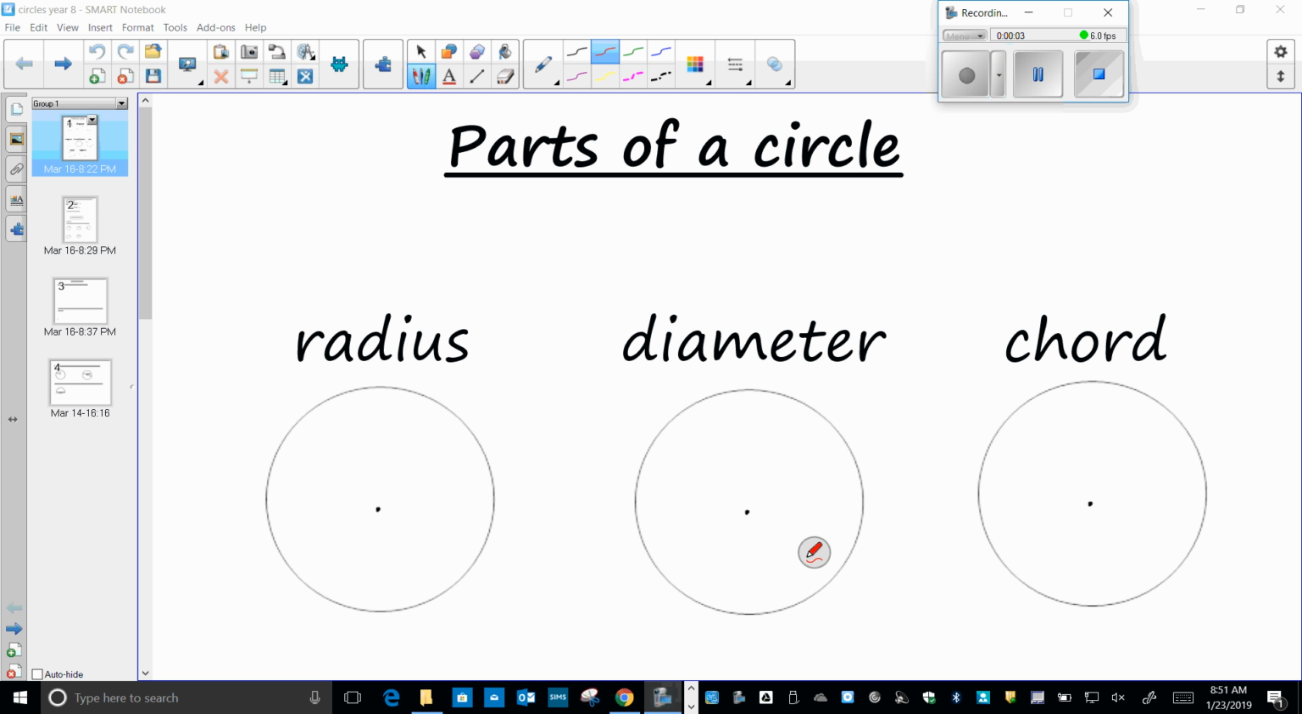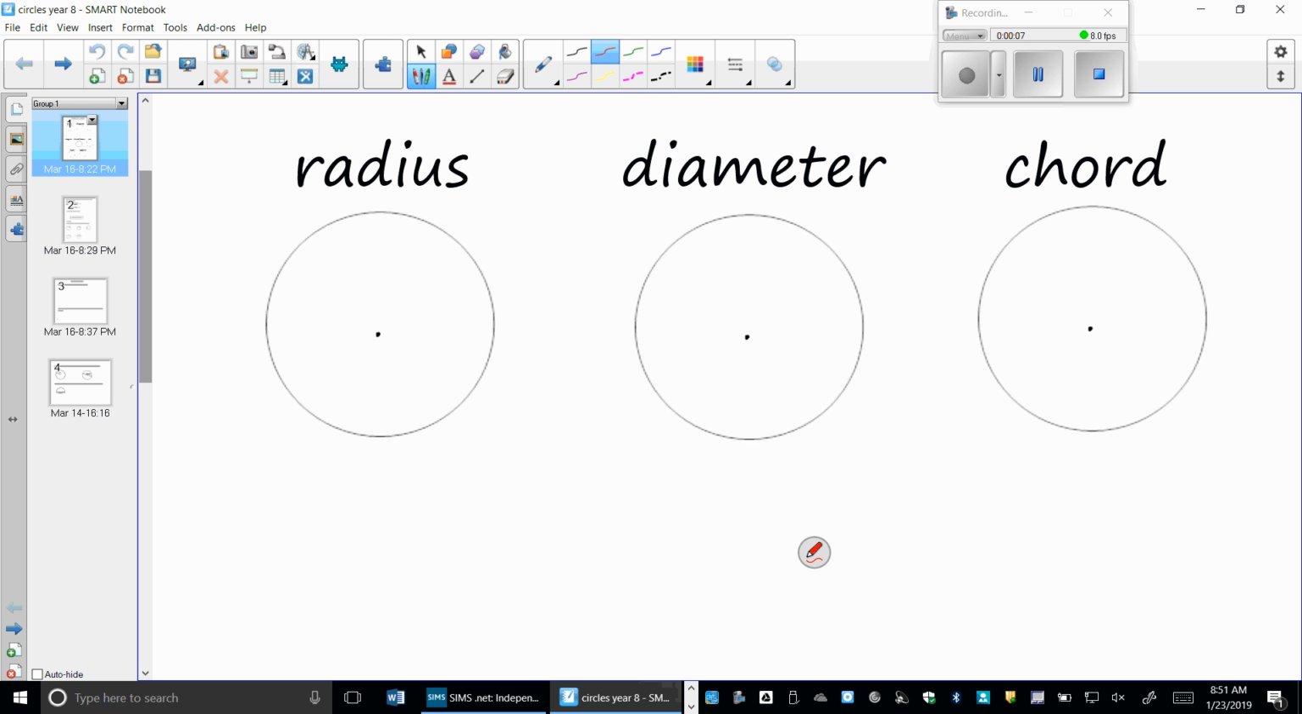Let's start looking at the definitions of parts of the circle. If we remember, the radius was from the centre to the outside edge. And we normally label that with R. So you should have had a description: the distance from the centre to the outside edge.